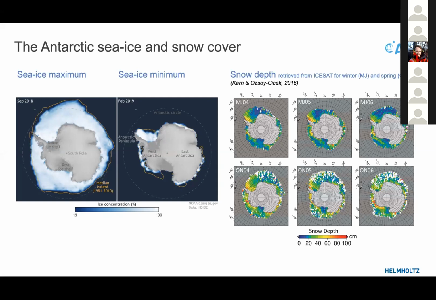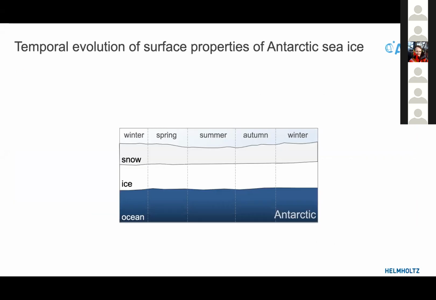Also having a look at the snow distribution on the right, derived from ICESat data from Stefan Kern and Borschu, you can see that, also given the fact that we have those leftovers of sea ice in the northwestern Weddell, this is also the area where we have the thickest snow both in winter and in spring. And due to the persistent snow cover on the Antarctic sea ice, we have two major effects determining the surface properties or the snow properties.